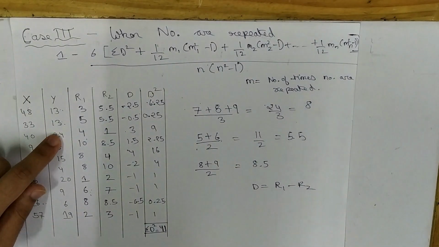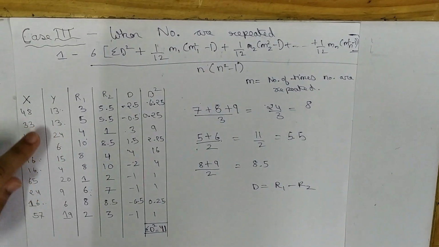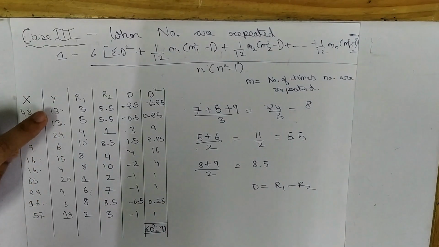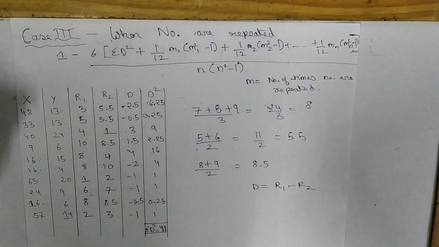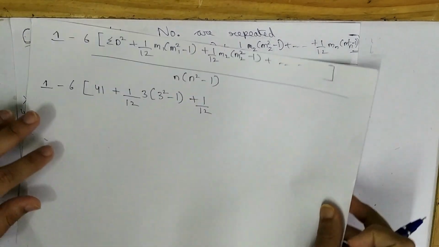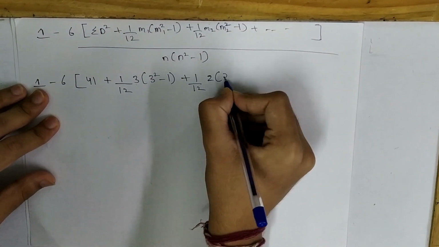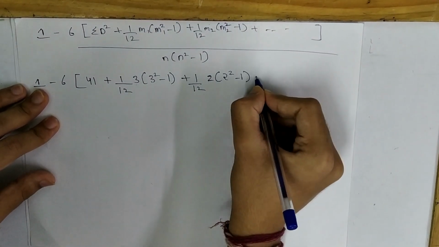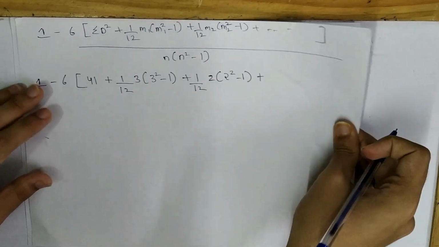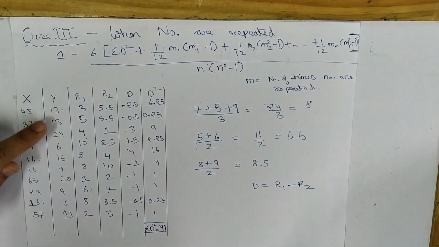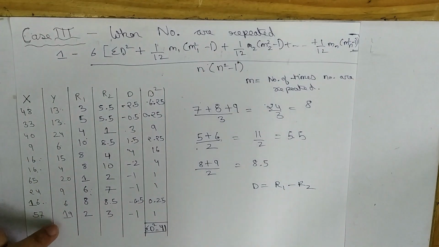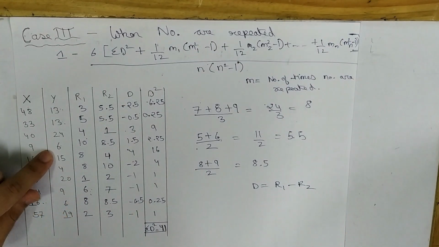Now we move on to this column. In this column, the numbers which are repeated, first there is 13 which is repeated, and 13 is repeated 2 times. So we put 2 here. This is 2 square minus 1. After this, is any other number repeated? Yes, 6 is repeated 2 times.